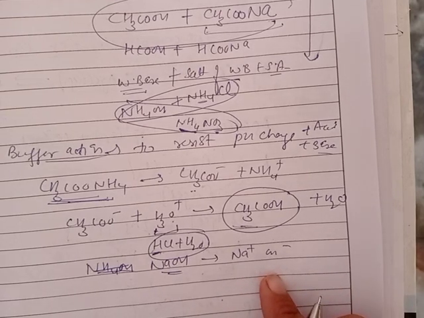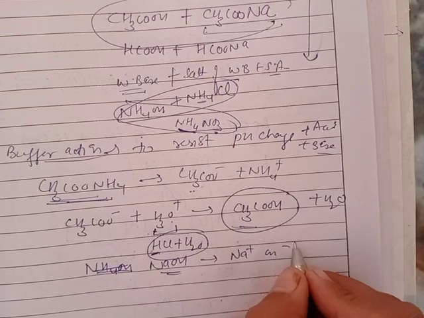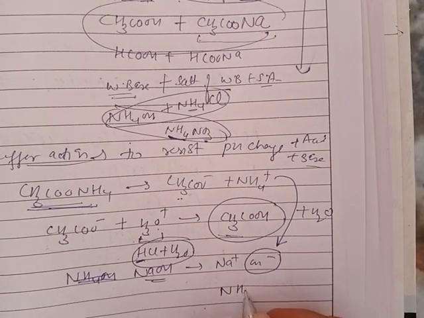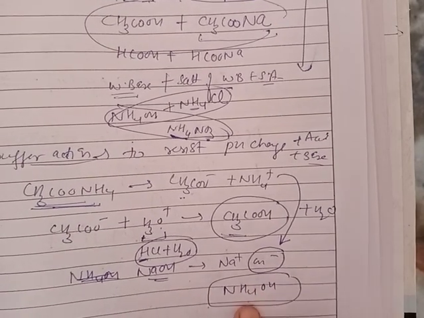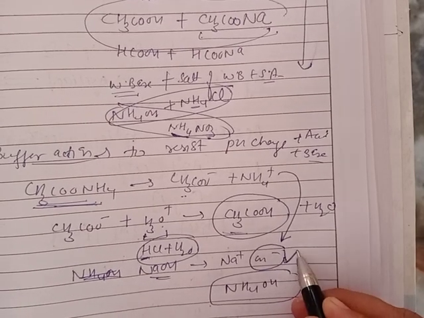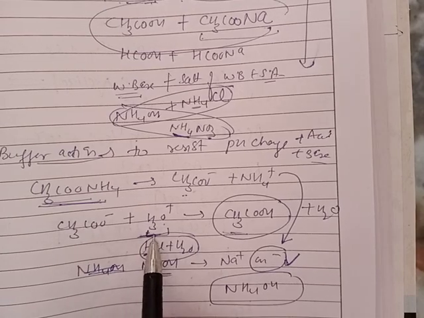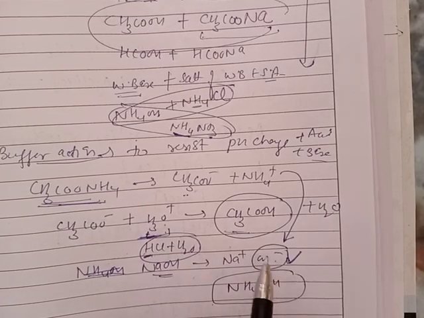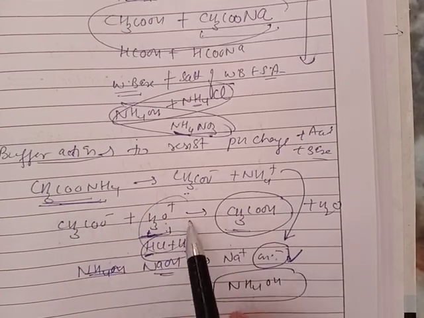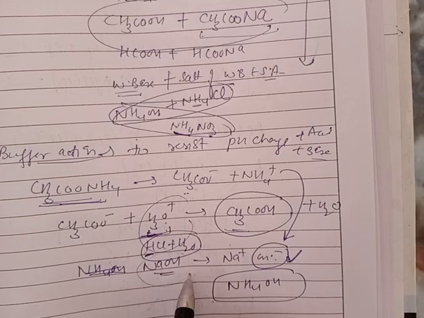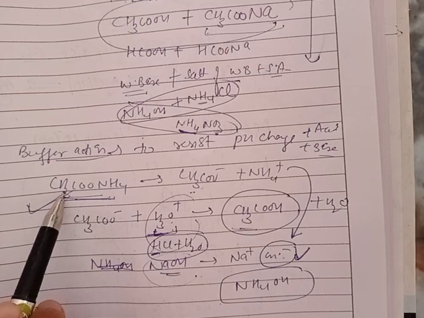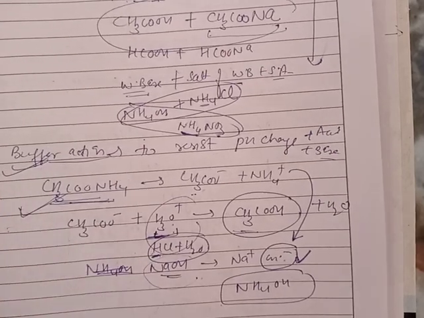It produces Na positive and OH negative, and these OH negative now combine with the ammonium ions, resulting in the formation of a weakly ionizable base, that is NH4OH. Again, the concentration of OH ions and the concentration of hydronium ions both are going to change in the solution, but the pH remains the same. When we add a small amount of acid or a small amount of base, the pH of the solution remains constant. Such a type of solution is called a buffer solution, and this action is called buffer action.